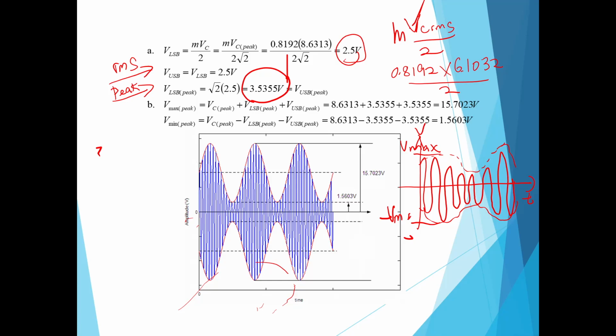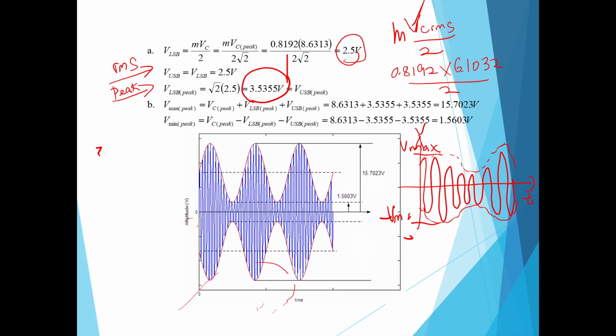So as in the picture, seperti dalam picture ini yang mana ada Vmax, ada Vmin. When the question asks you to draw and label, first, you need to label the axis, voltage versus time. Second, you need to label the value of Vmax. Third, you need to label the value of Vmin. That's it. You get the full marks for that.